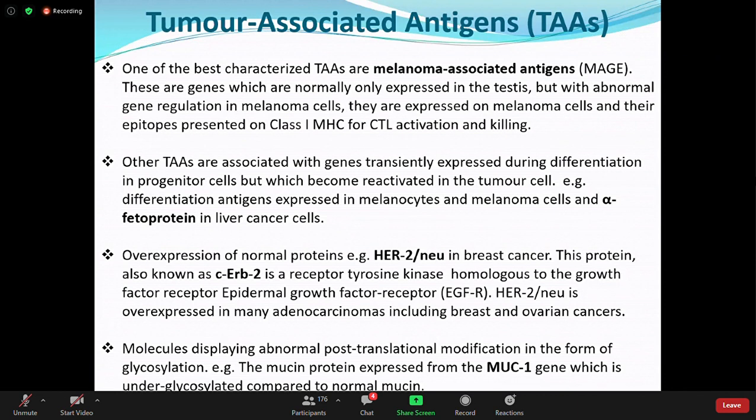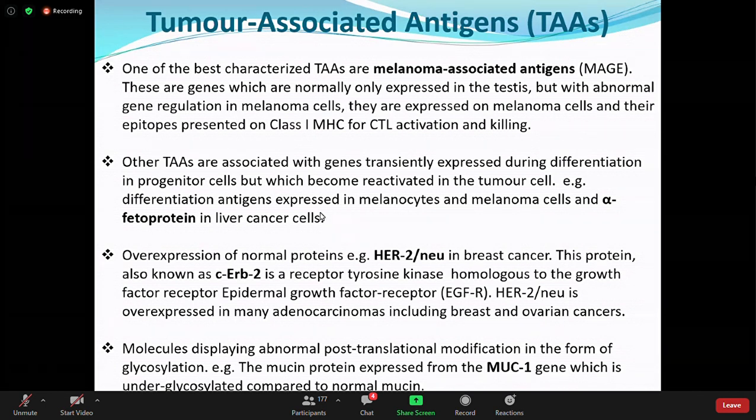And the same for the so-called melanoma-associated antigens, or MAGE. So these are normal proteins which are only expressed in one part of the body, the testis. But in melanoma cells, somehow the regulation of these organ-specific genes breaks down, and then these melanoma cells express these genes. They're normal proteins, but they're inappropriately expressed.